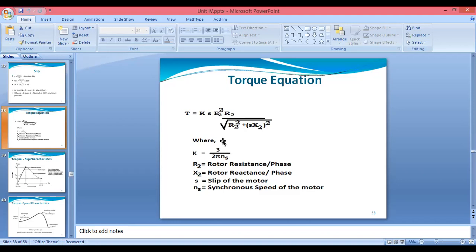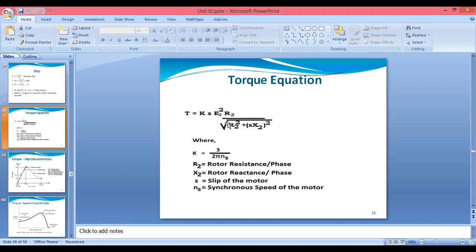So what was our equation for W here? 2 pi n upon 60, with n equal to 120 f upon P. So here you take K equal to 3 upon 2 pi Ns, and you will get the torque equation. There will be no question to derive the torque equation for the three phase. There will be questions on some numericals, or short answer questions. So there is no requirement to derive. But in the DC motor, you are supposed to derive the torque equation, so you have to write the whole steps. But here you can directly write this torque equation.